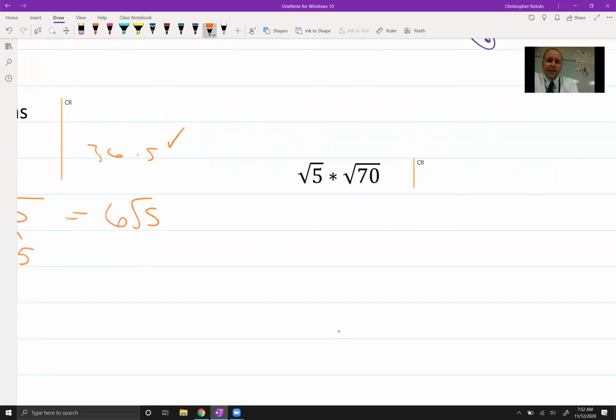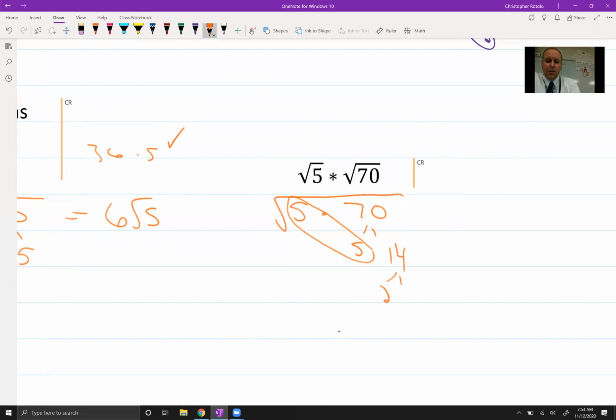All right, so using that idea, I'm going to make this into one big square root. So 5 times 70. And what I'd like to do is make a pair of 5's. So I'm trying to figure out that 70 divided by 5 is going to give me how many? I can't hear you. 14.